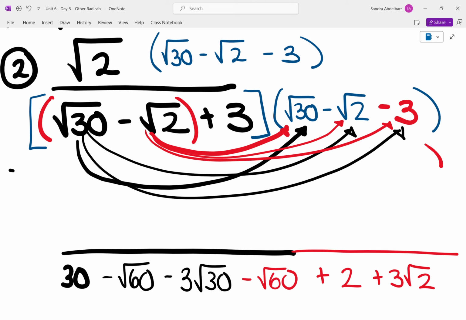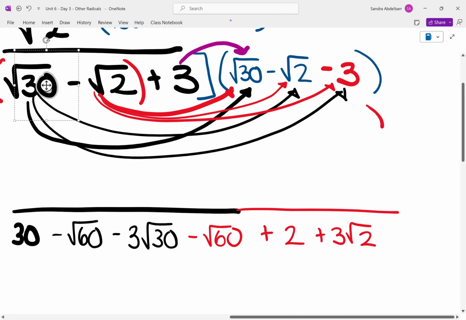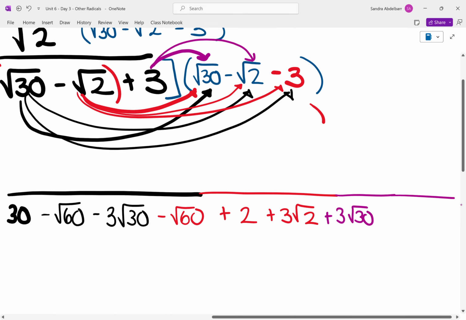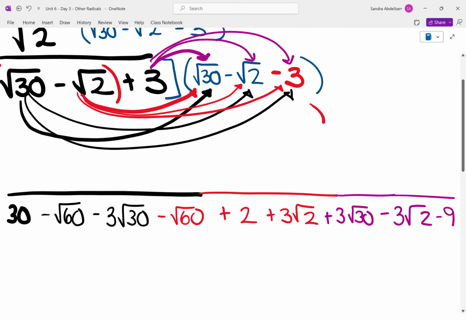Am I done distributing? No. I now have to distribute that 3. 3 times root 30 is a 3 root 30. 3 times a negative root 2 is a negative 3 root 2. And 3 times a negative 3 is a negative 9.